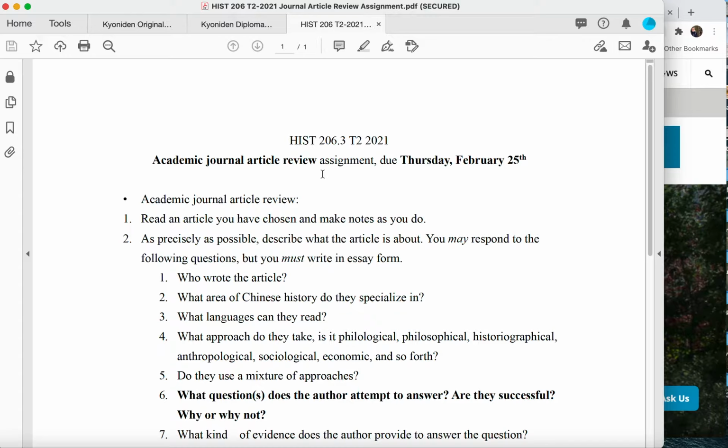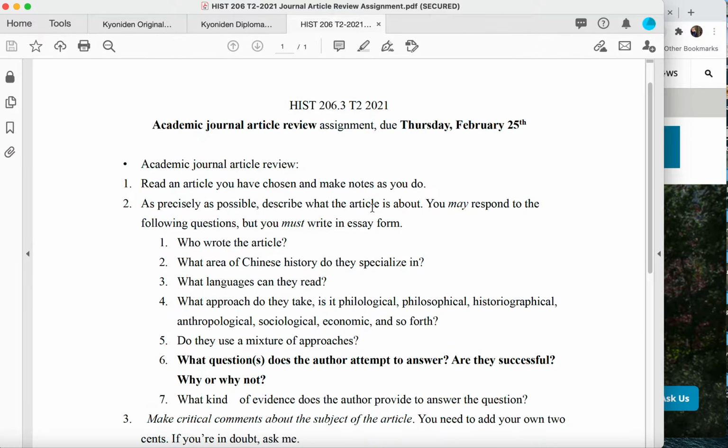So what you need to do is find an article to review. Once you find that article, you will read it and make notes as you do. As precisely as possible, you will describe what the article is about. You may respond to the following questions, but you must write in essay form. In other words, you don't have to follow these questions. You can use a different format to engage the article, but you do have to write this short assignment in essay form. Full sentences, not a thesis question or a thesis statement per se, but that always helps.